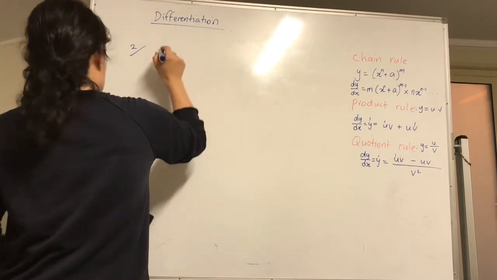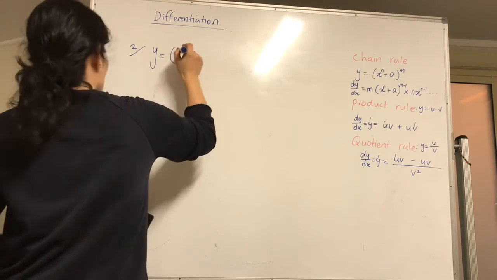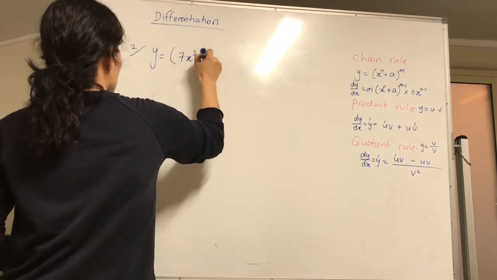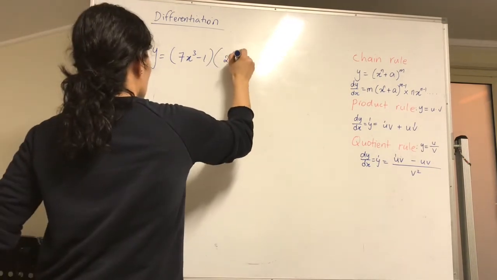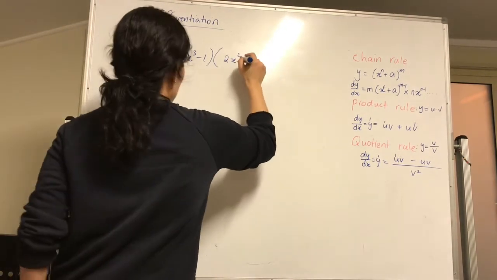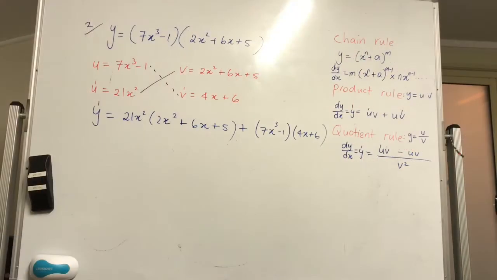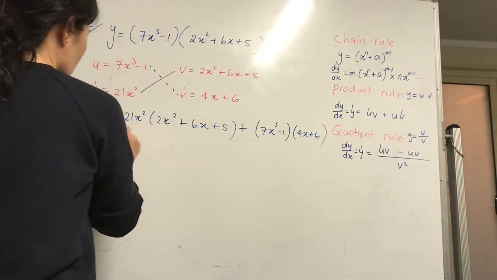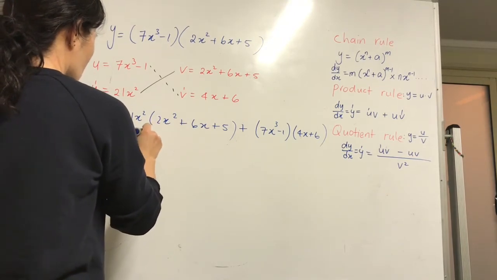Number 2, here we go. y equals 7x cubed minus 1 and 2x squared plus 6x plus 5. Alright, have a go at that.